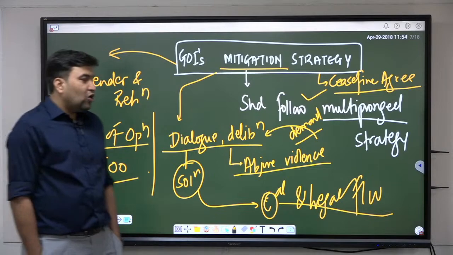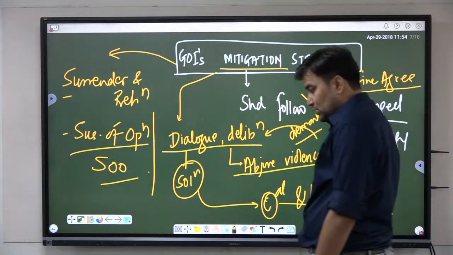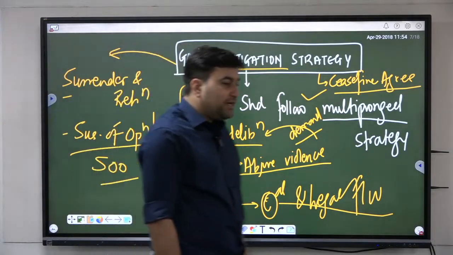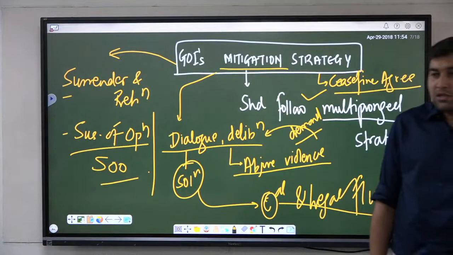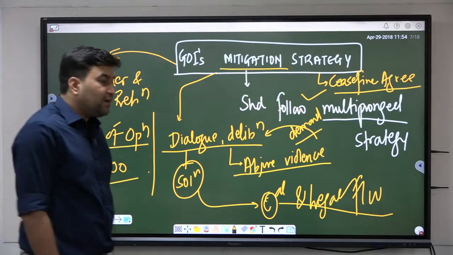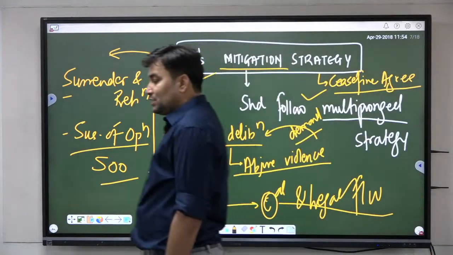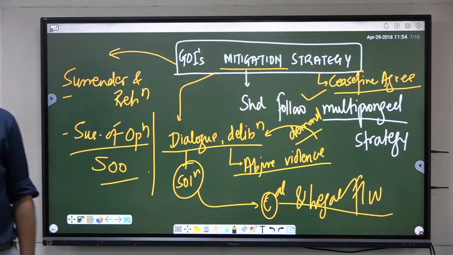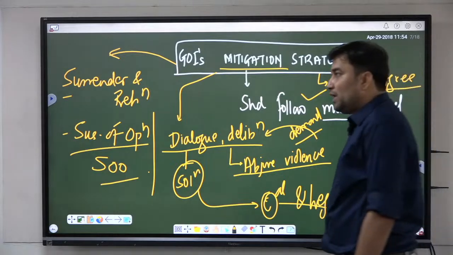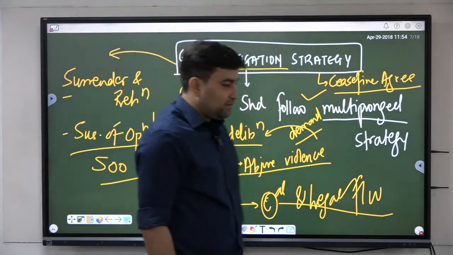Next point. Ceasefire agreements, suspension of operations, effective surrender and rehabilitation policy are the methods which shall help to contain insurgency in Northeast India.